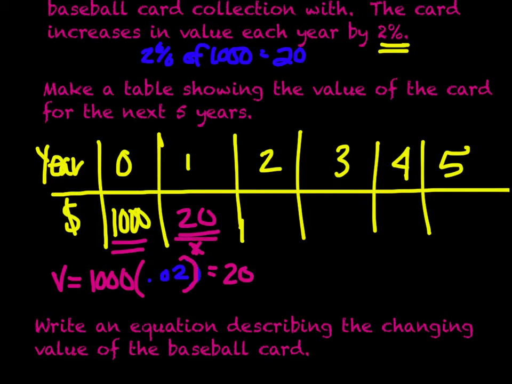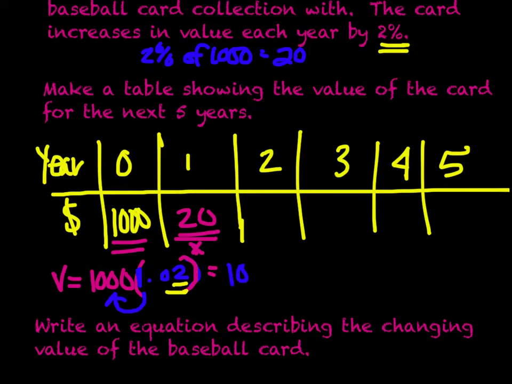So in all reality, our growth factor, getting back to what we were talking about previously, is not just going to be 0.02 or 2%, but it also has to include 1. That 1 refers back to the fact that we still have $1,000 in what it's worth, and the 0.02 represents its increase each year. So let's do the math with this equation. We have 1,000 times 1.02 raised to the x power.